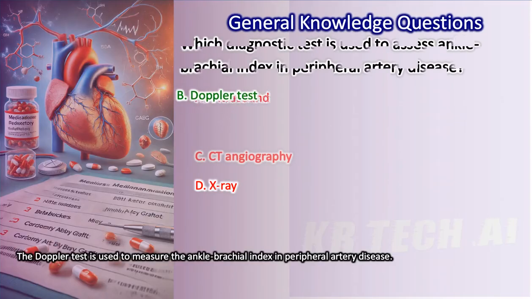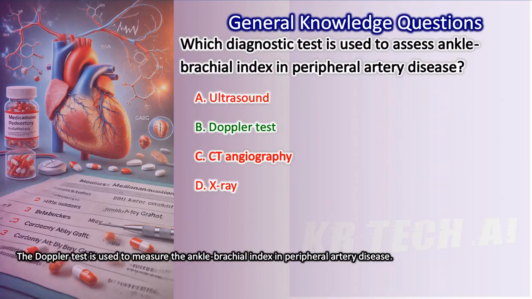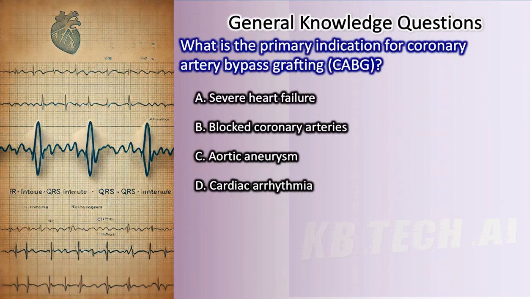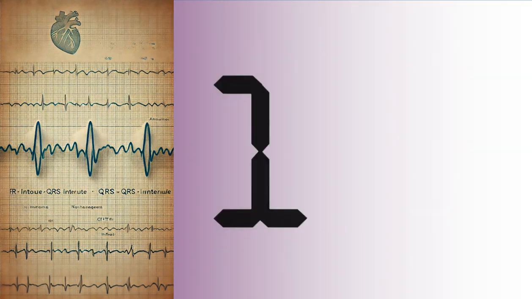The answer is Option 2. Doppler test. What is the primary indication for coronary artery bypass grafting, CABG? Option 1. Severe heart failure. Option 2. Blocked coronary arteries. Option 3. Aortic aneurysm. Option 4. Cardiac arrhythmia.